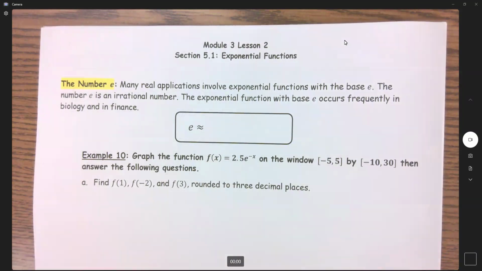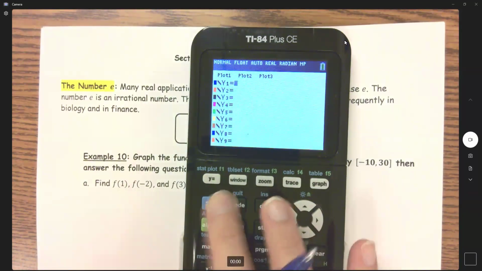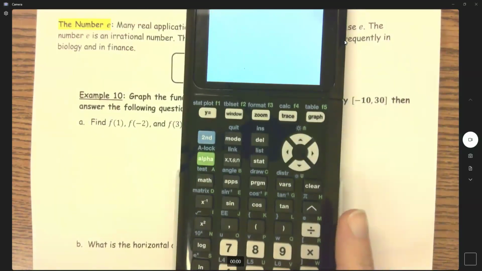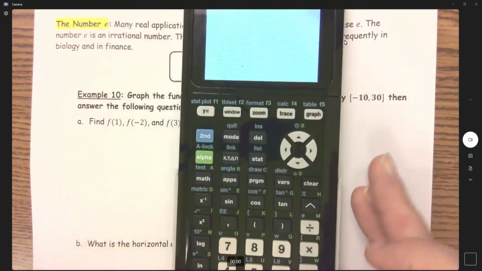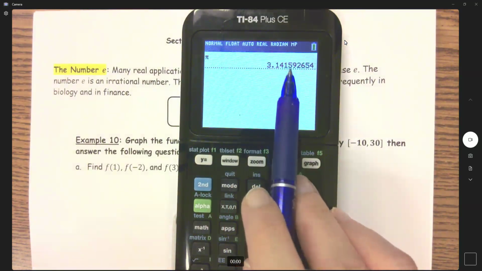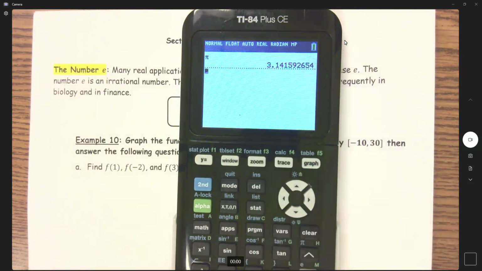e is another number like pi that we use frequently. So you can see that we have pi right here in our calculator. And we all know pi is about 3.14. Now, of course, pi never stops, right? So this is as many digits as we could program in the calculator, but pi keeps going forever and ever and ever infinitely. e is very similar.